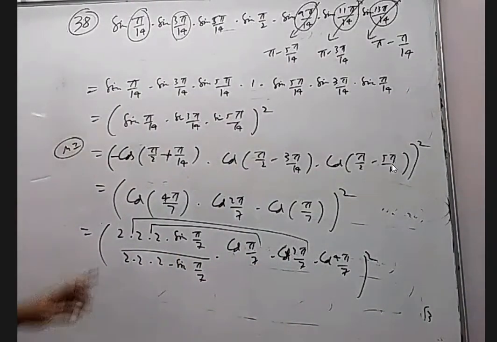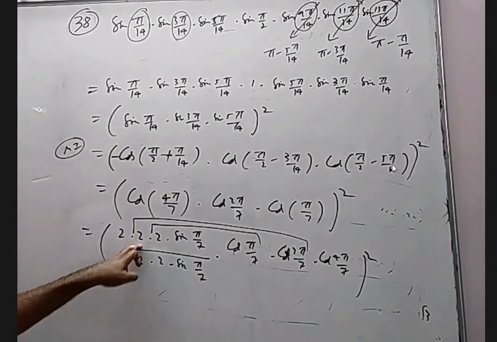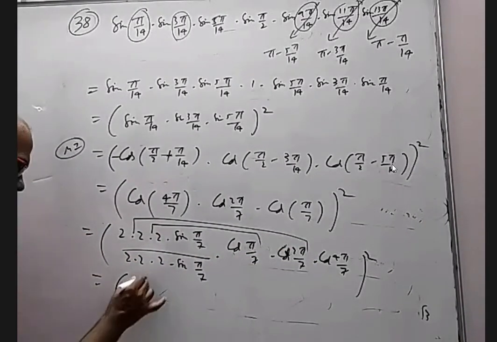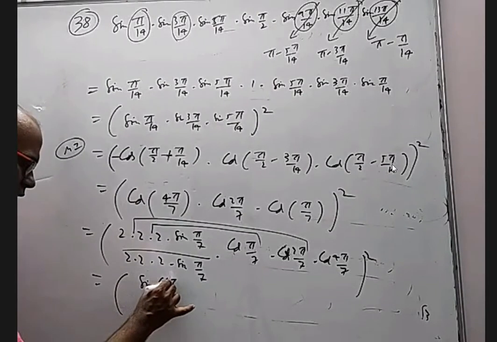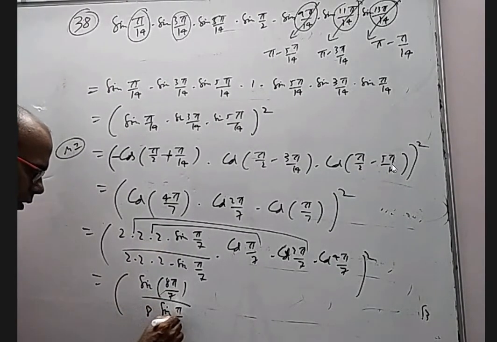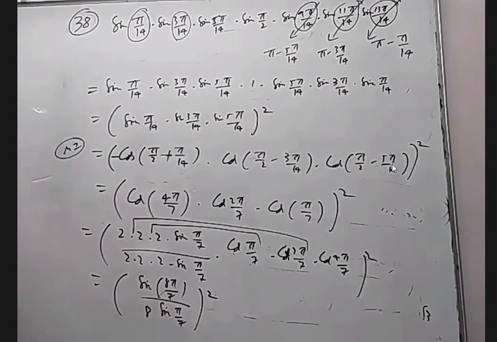Sin 4 pi by 7. 2 into this whole thing is sin 4 pi by 7. This is cos 4 pi by 7. You will get sin 8 pi by 7. So you will get sine 8 pi by 7 by 8 sine pi by 7 whole square.